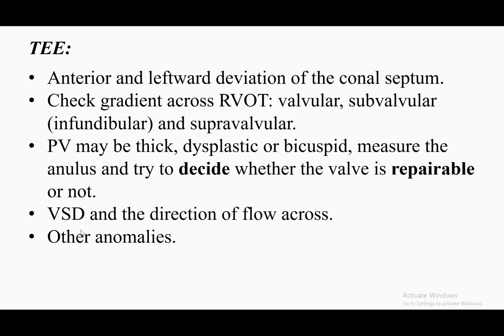We see in the TEE anterior and leftward deviation of the conal septum. Check the gradient across the RVOT: valvular, subvalvular, and supravalvular. The pulmonary valve may be thick, dysplastic, or bicuspid. Measure the annulus and try to decide whether the valve is repairable or not. Check the VSD and the direction of flow across it, and other anomalies.